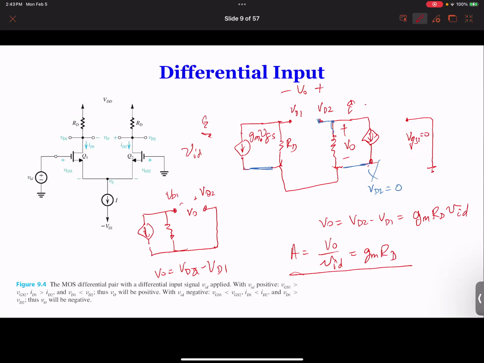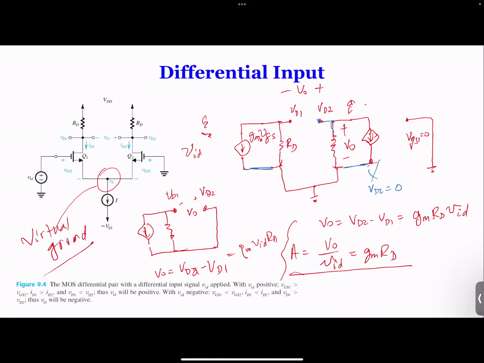So therefore, we don't need a ground. Well, because it makes it easier, and of course this is equivalent to GM times VID times RD. So you get the same gain. So eventually in the future, we will make this source a virtual ground. So even though the current source is there at the gate, because the two gates are connected, for AC equivalent circuit analysis, we can assume this one here is a virtual ground. That will make our calculation much easier.